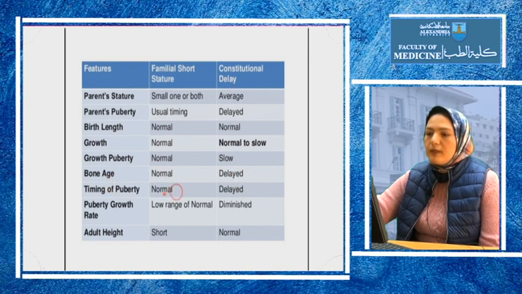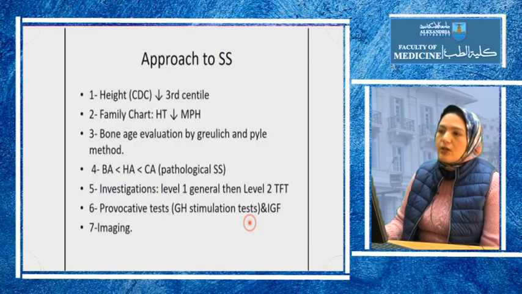Bone age is normal in familial, delayed in constitutional. Timing of puberty is usually normal in familial, while it's delayed in constitutional. And finally, the adult height is short in the familial short stature. However, it is usually normal in cases of constitutional short stature.